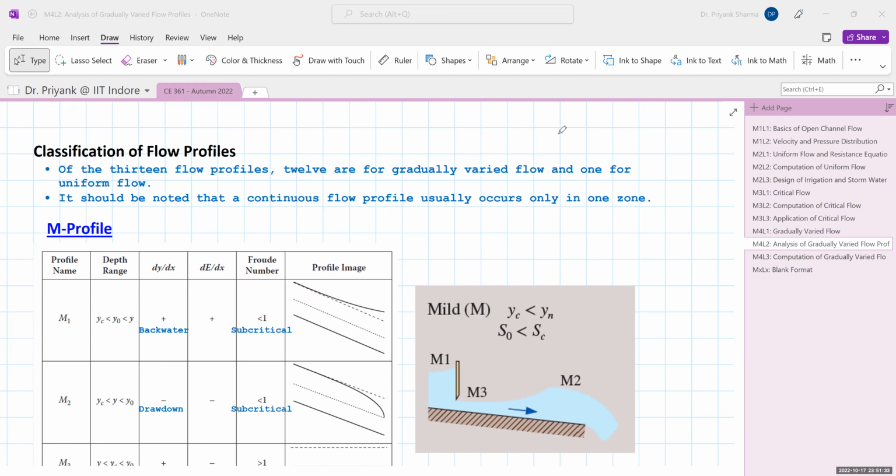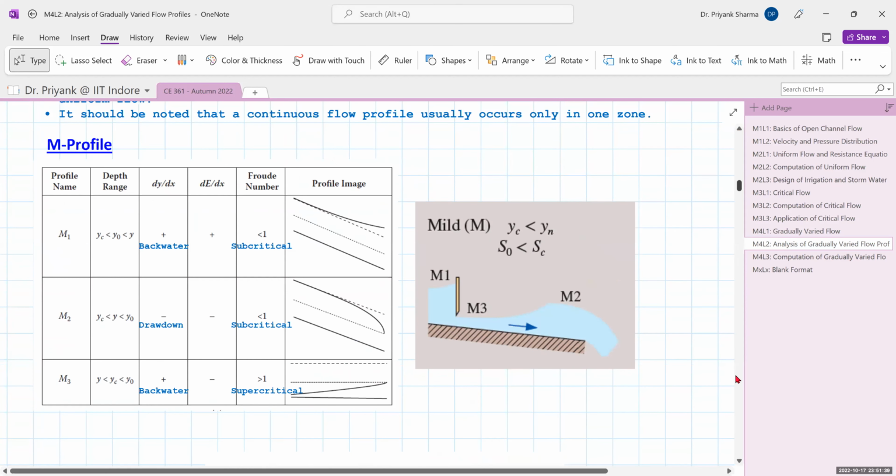Okay, so let us see your first one, that is M profile, which is on the mild slope. So the characteristics are, there are three profiles possible: M1, M2 and M3. So in M1, here Y0 is to be read as Y, synonymous to Yn, that is the normal depth.